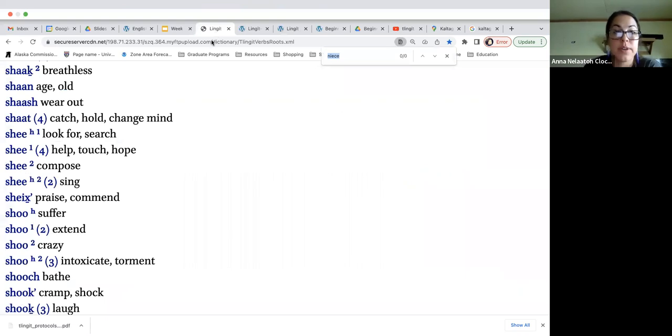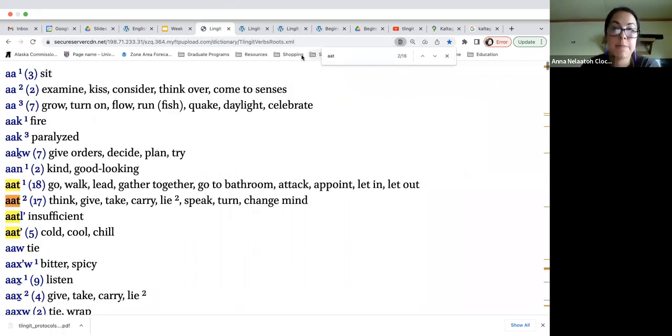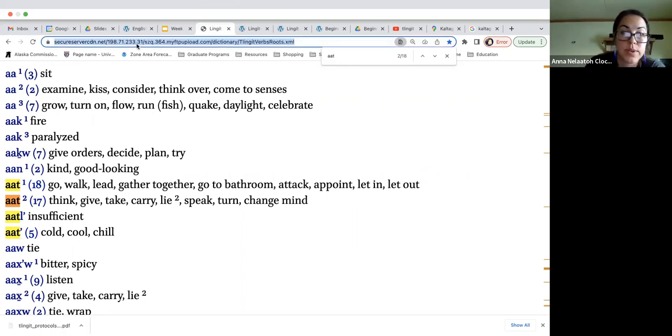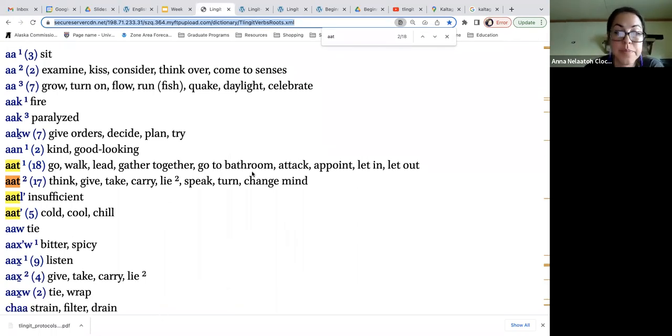And I'll open up the online verb database and I'll paste it in my search bar. So I typed in ought and it jumped me to the verb roots that start with ought. For people who want this resource, who don't have it yet, I'm gonna put the link in the chat so you can open it up. And there you go.